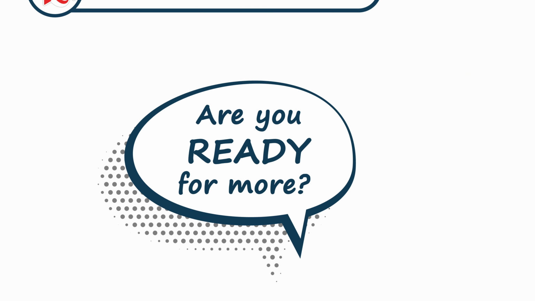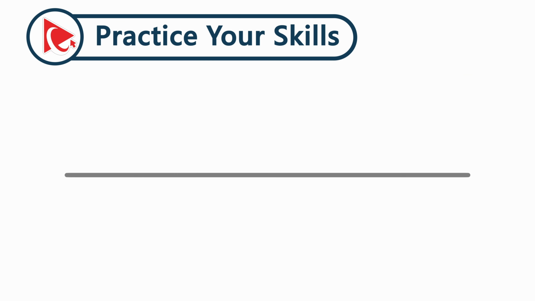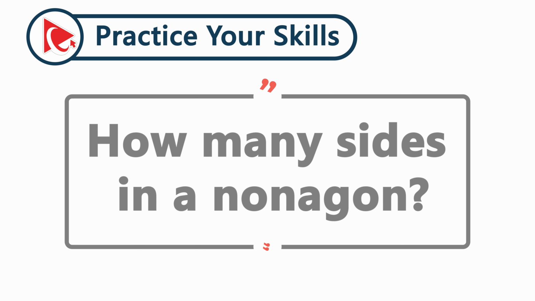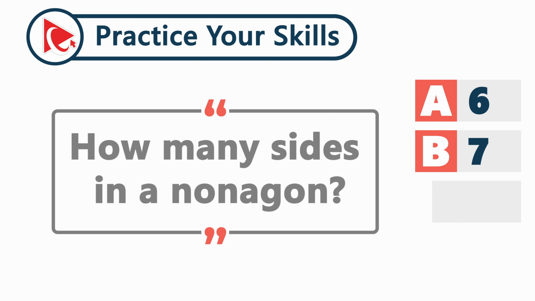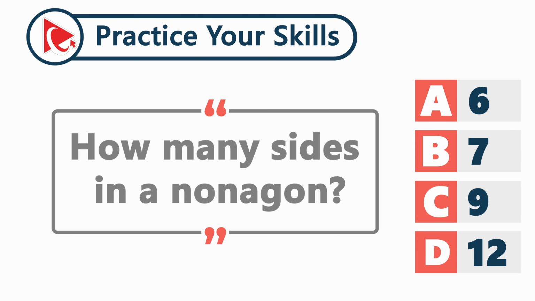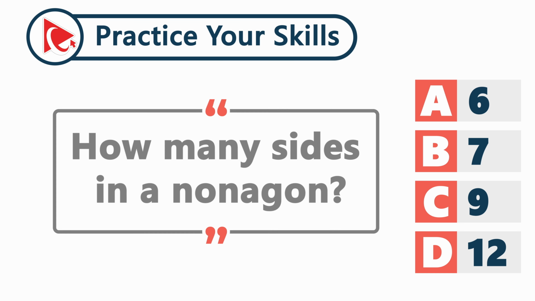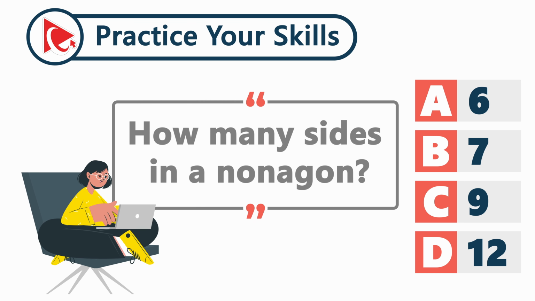Are you ready for more? Here's the question for you to practice your skills. How many sides in a nonagon? And the choices for the answers are choice A, 6, choice B, 7, choice C, 9, and choice D, 12. Once you've determined your answer, post it in comments and I'll give you my feedback. Good luck with this intriguing challenge.